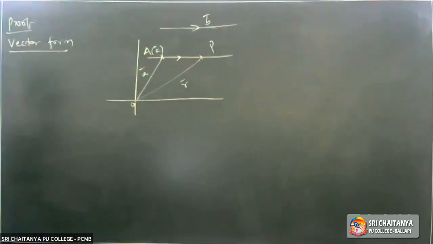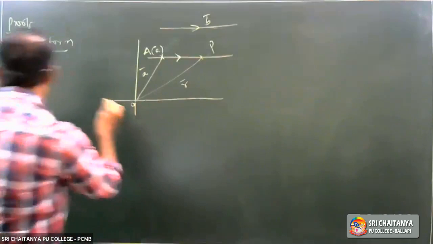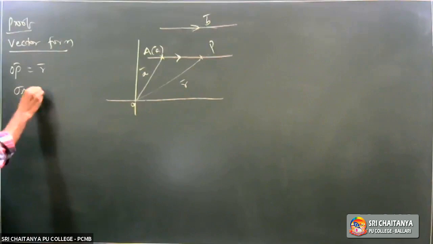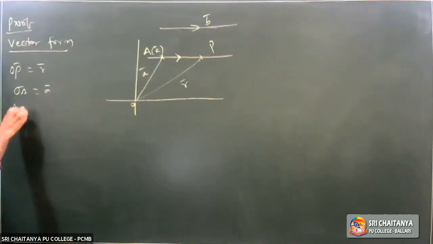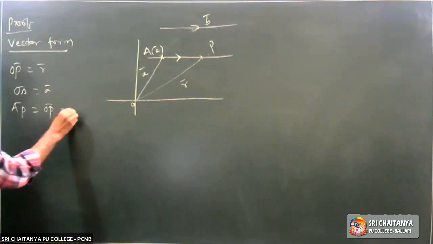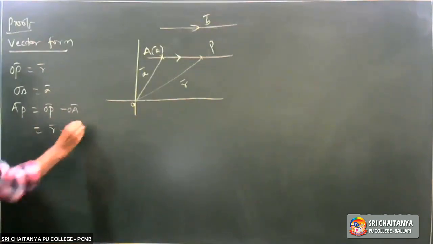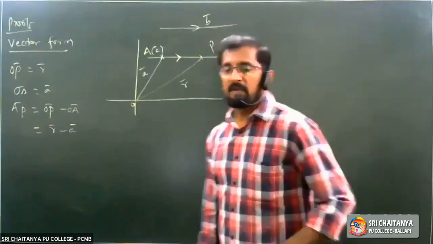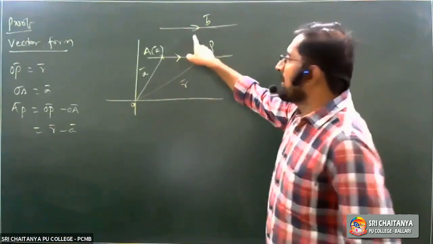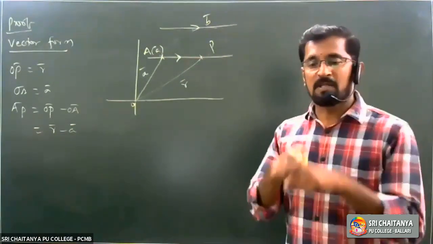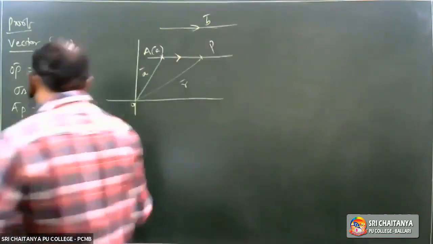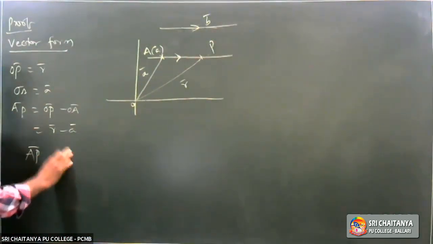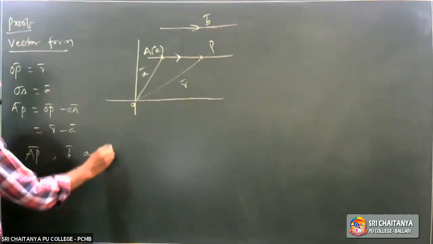Now observe. What is AP bar at that time? See, OP bar is equals to R bar. OA bar is equals to A bar. And what about AP bar? AP bar is equals to OP bar minus OA bar, which is equals to R bar minus A bar. Right? Now, you observe this diagram carefully. AP bar and B bar are parallel to each other because their direction is same, right? That means AP bar, comma B bar are parallel.